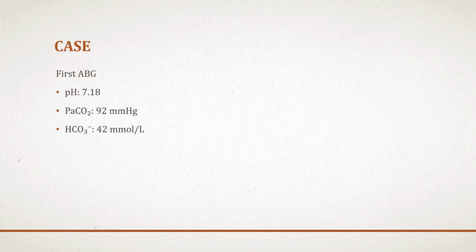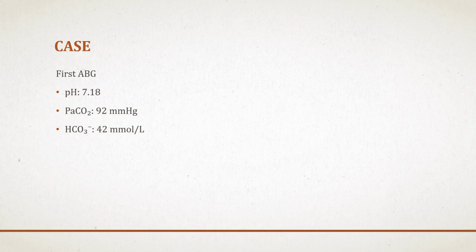In chronic respiratory acidosis, the kidney retains bicarbonate to compensate for respiratory acidosis. In chronic respiratory acidosis, bicarbonate increases 4 milliequivalent per liter for every 10 mm of mercury rise in CO2 value. So what happened to this patient? Why did pH change so dramatically from 7.18 to 7.53?